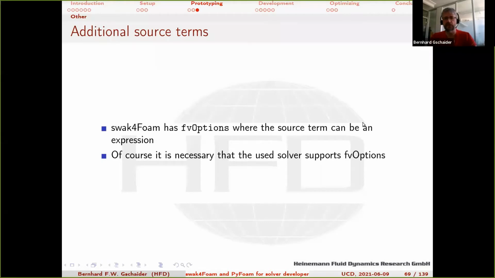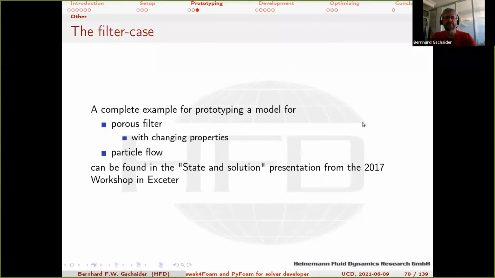Additional source terms: if you have an OpenFOAM fork that uses fvOptions, like foam-extend or the ESI release. No, not foam-extend. Foam-extend doesn't have fvOptions. All the other foam forks have this nowadays. Then you can easily add your own source terms to most of the equations in OpenFOAM.